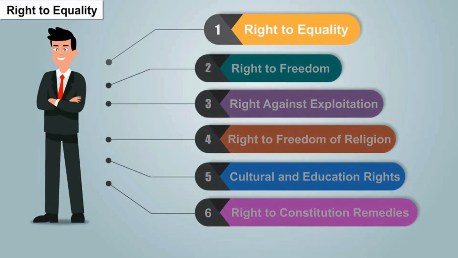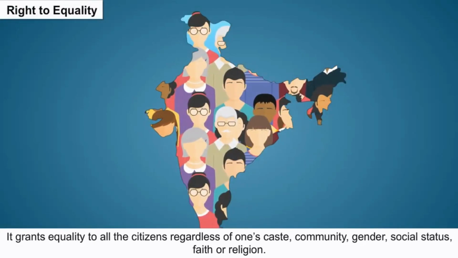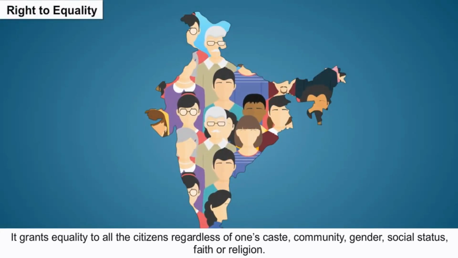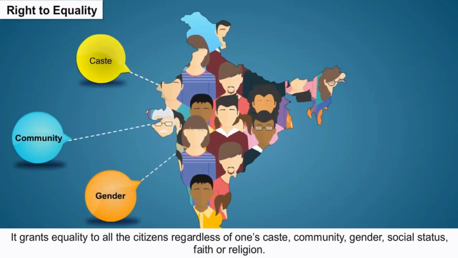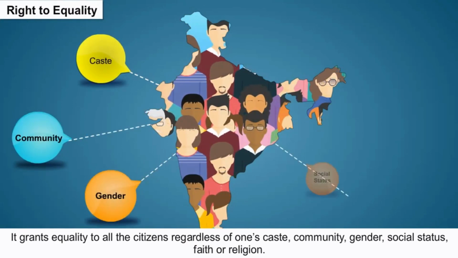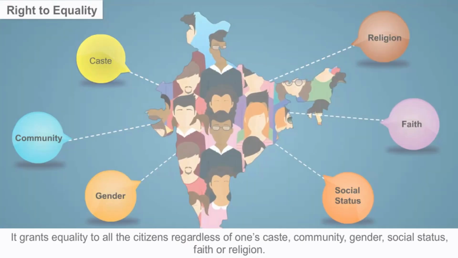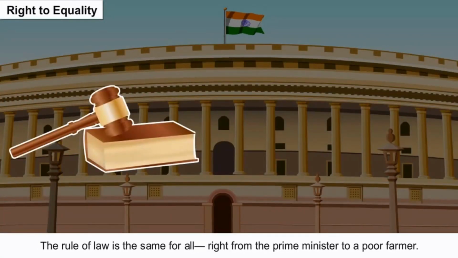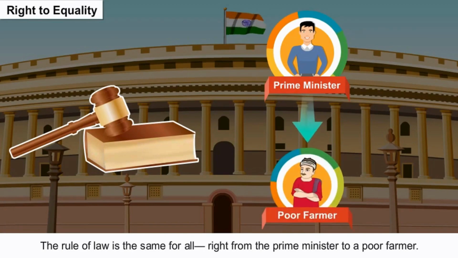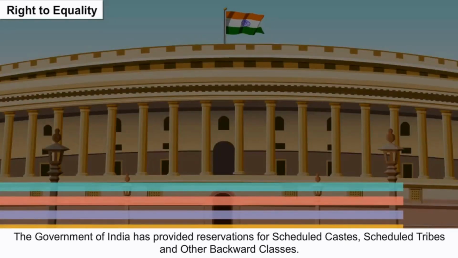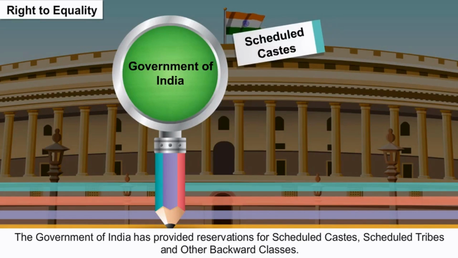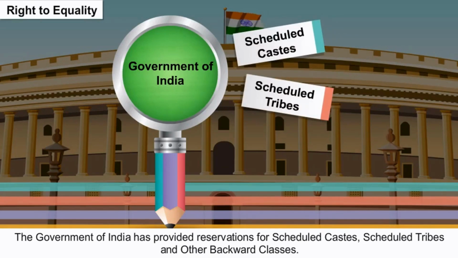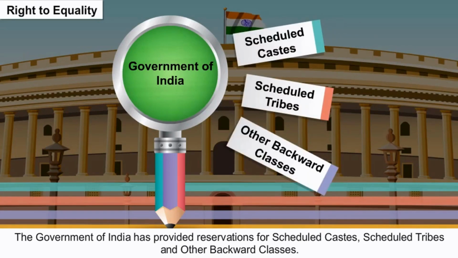Right to equality. It grants equality to all the citizens regardless of one's caste, community, gender, social status, faith, or religion. The rule of law is the same for all, right from the Prime Minister to a poor farmer. The Government of India has provided reservations for scheduled castes, scheduled tribes, and other backward classes.